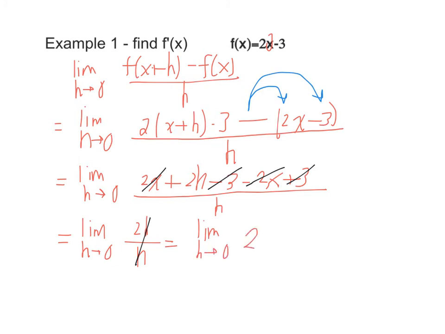In this case, direct substitution doesn't really even make sense anymore. There's no h left in the problem to substitute 0 into, so the limit itself is just 2. That tells me that the derivative is 2.